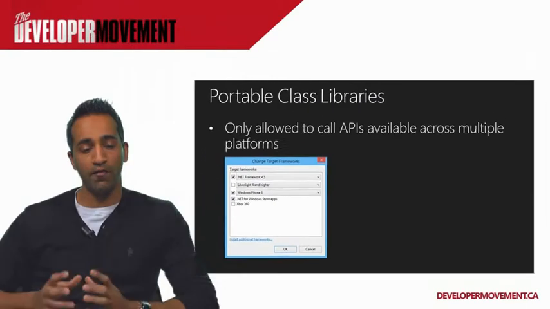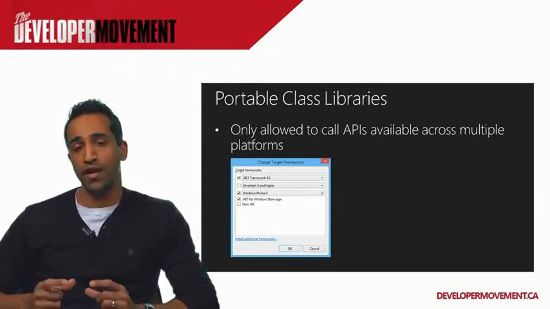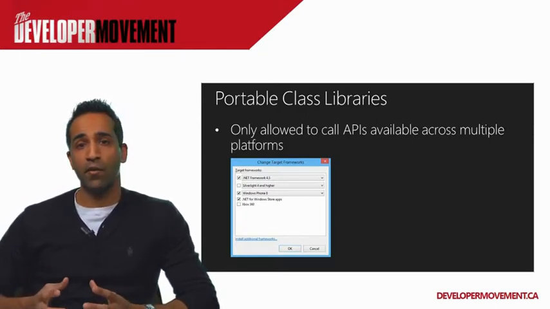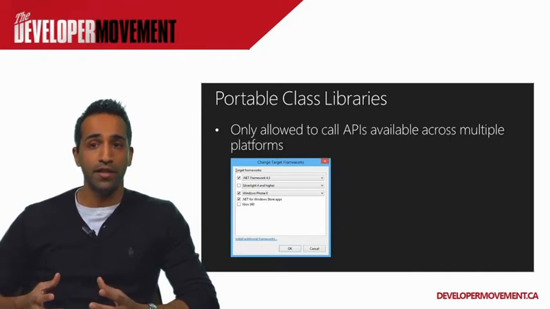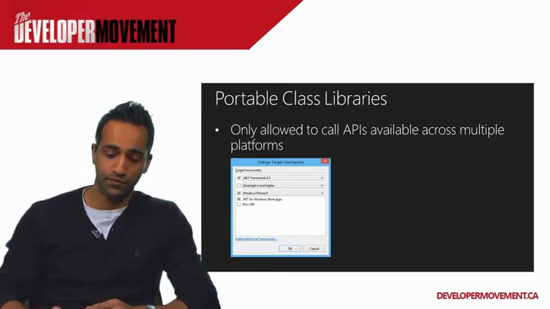So again, in this case, I've only used Windows 8 and Windows Phone, so it's going to restrict me to a subset of APIs that are available on both platforms. And the cool thing about our tooling is that when I'm actually coding this, IntelliSense will stop me from using APIs that aren't available on both platforms.